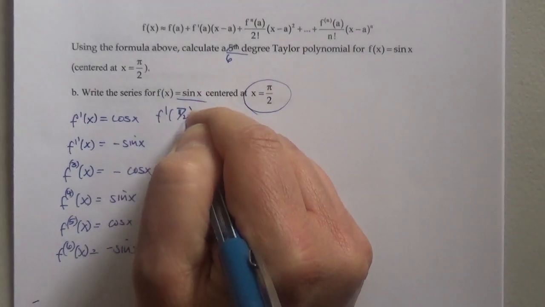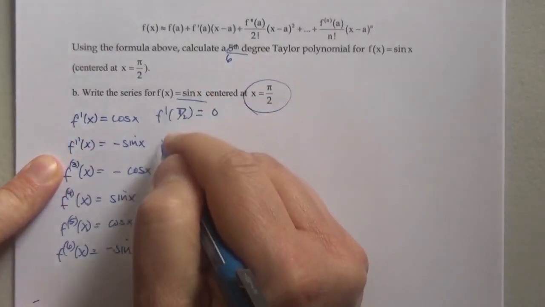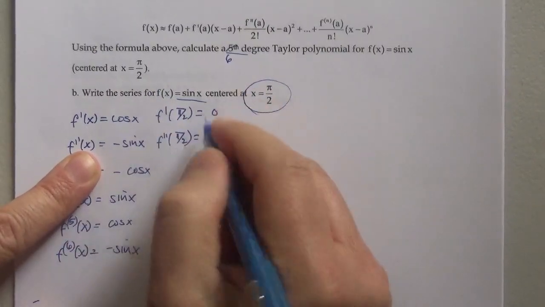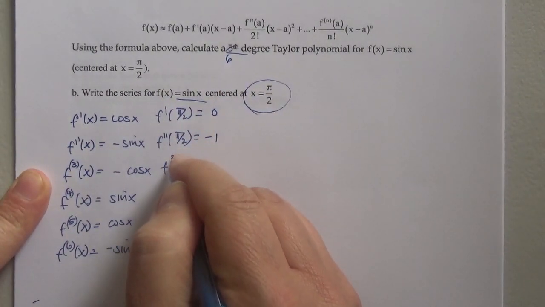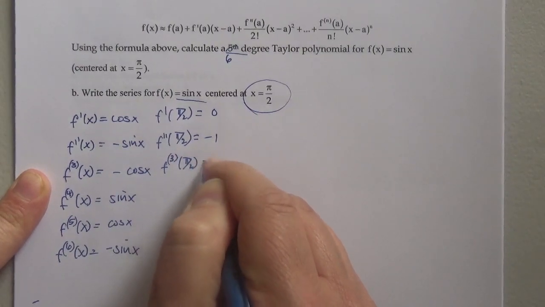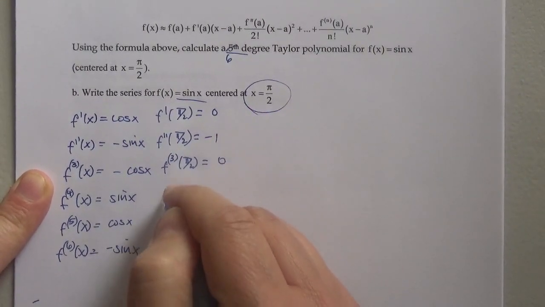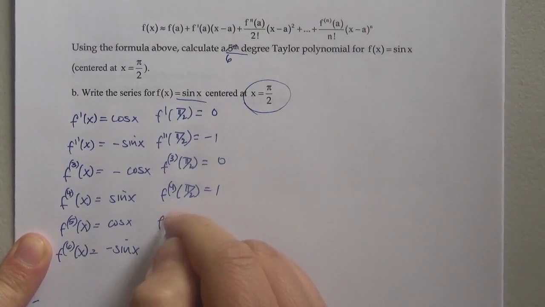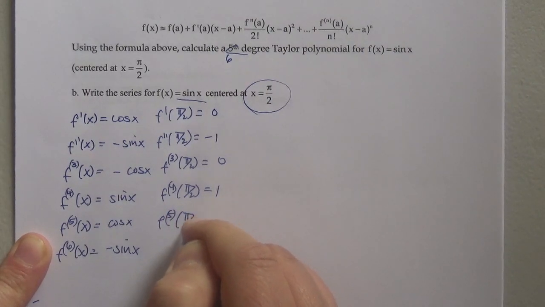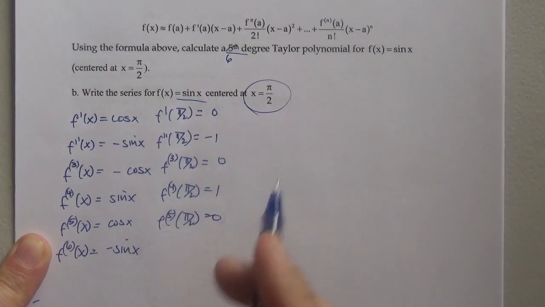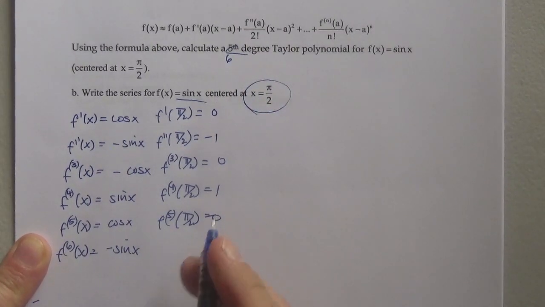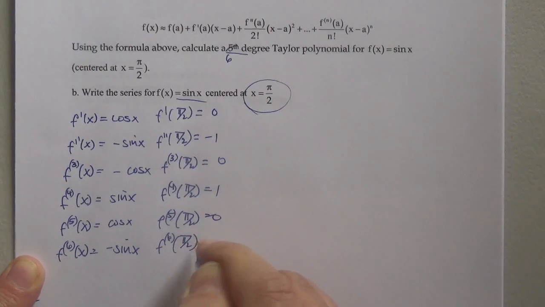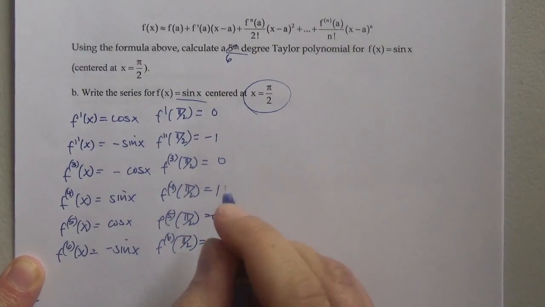So f prime of pi over 2, the cosine of pi over 2, is 0. f double prime of pi over 2 is negative 1. The third derivative at pi over 2 is going to be 0. The fourth derivative at pi over 2 is 1. The fifth derivative at pi over 2 is 0. That's why it couldn't be the 5th degree, it had to be 6th degree, because there's no 5th degree term. So that was a typo on my part. The 6th derivative at pi over 2 is negative 1.